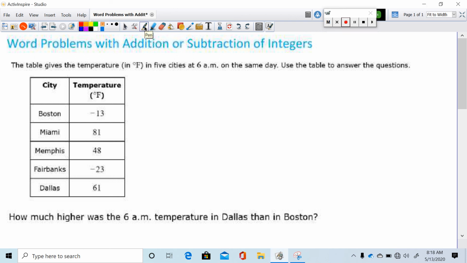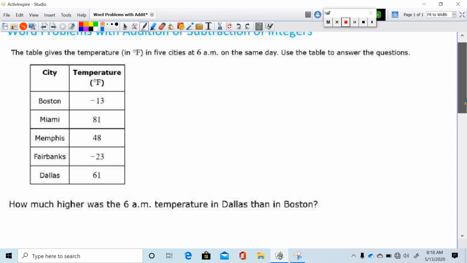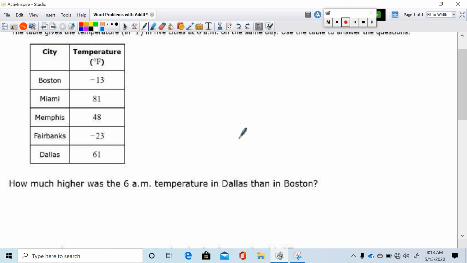For problems with addition or subtraction of integers, the table gives the temperature in Fahrenheit of 5 cities at 6 a.m. on the same day. Use the table to answer the questions. How much higher was the 6 a.m. temperature in Dallas than in Boston? Well, it doesn't matter whether or not it's talking about temperature. It actually is in this case.